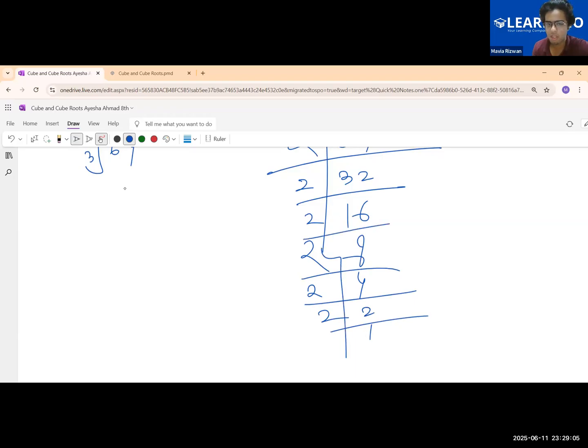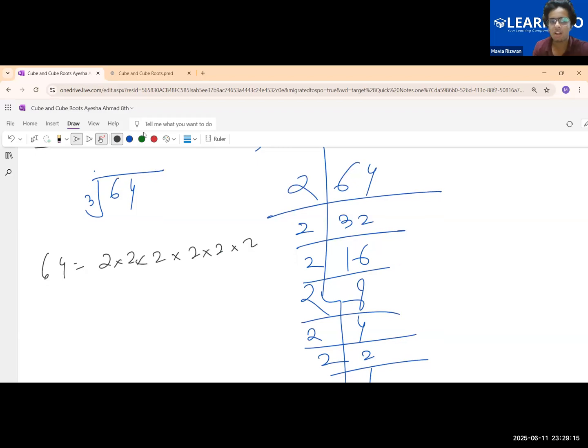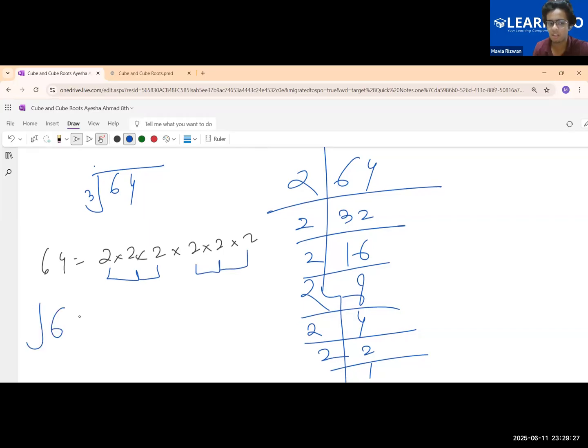So now 64 I can write as 2 into 2 into 2 into 2 into 2 into 2, right? Now, Aisha, we start making triplets. One triplet of 2, and another triplet of 2. We write them together, just like we used to write pairs. So the cube root of 64 is 2 into 2, and 2 into 2 is 4. Easy, Aisha? Got it? Yes, sir. Very easy. There we used to make pairs of 2; here we make triplets of 3. Very simple.